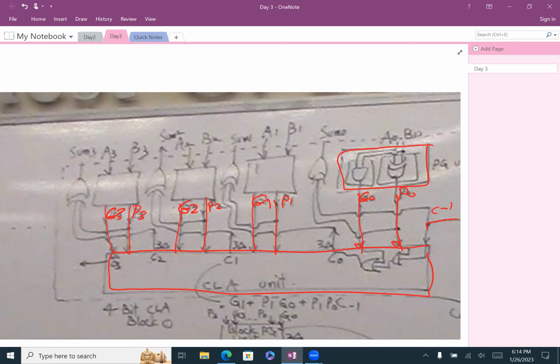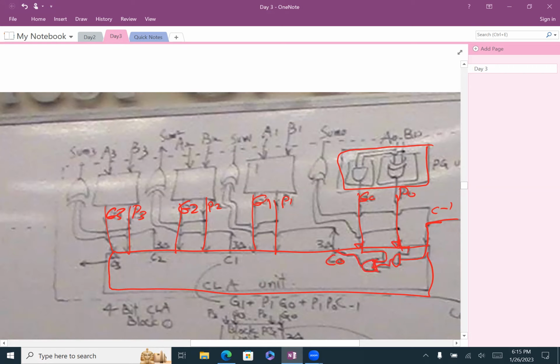So if you look at the circuit here to find the C0, you see the C0 here? How do you find it? Either it's generated, correct? Or it's coming from outside and propagated through the B0, correct? And you OR them. Then that's the C0. All right.